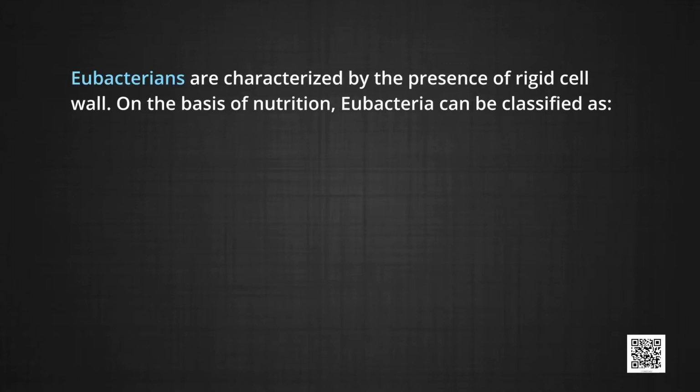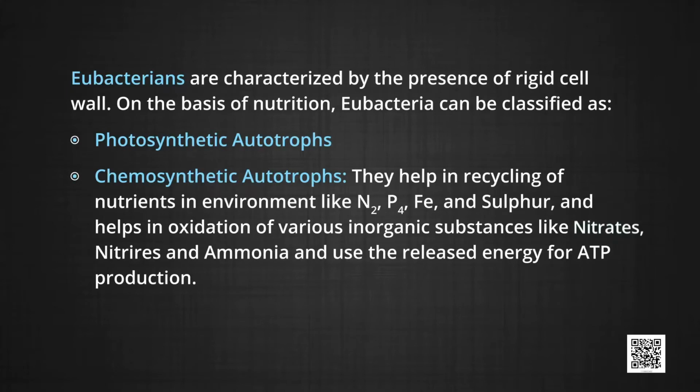On the basis of nutrition, eubacteria can be classified as first, photosynthetic autotrophs; second, chemosynthetic autotrophs, meaning they help in recycling of nutrients in the environment like nitrogen, phosphorus, iron and sulfur, and help in oxidation of various inorganic substances like nitrate, nitrite and ammonia, and use the released energy for ATP production.